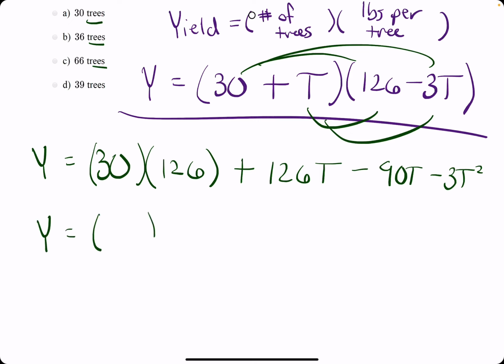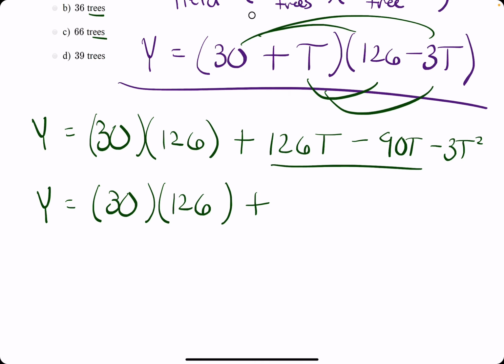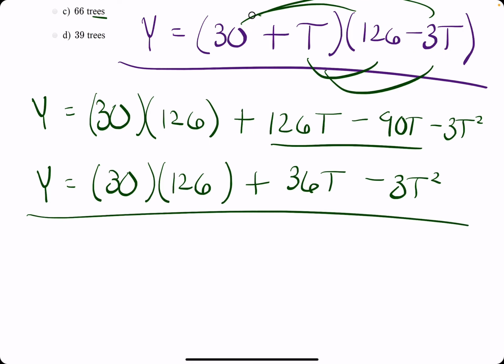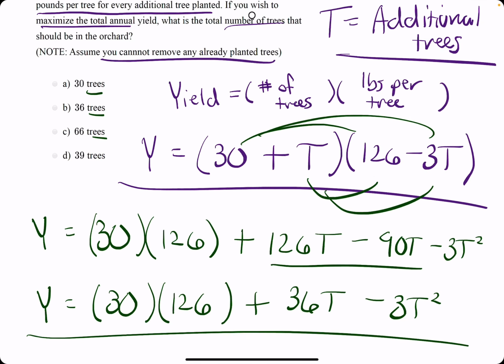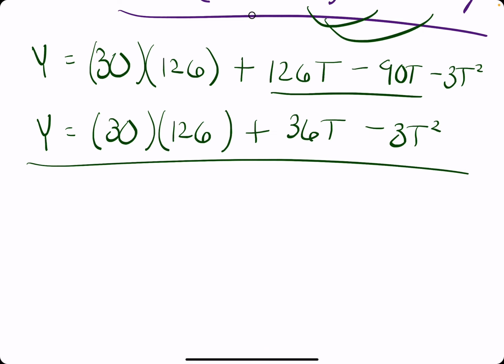So 30 times 126 plus, let's go ahead and combine these terms. 126t minus 90t is 36t. And then we have minus 3t squared. All right, so we have our yield equation here all expanded, so we don't have to use product rule like we did in the other example.